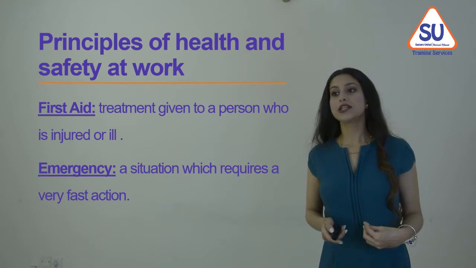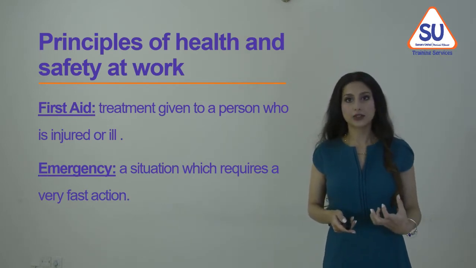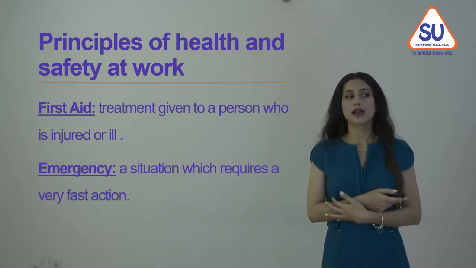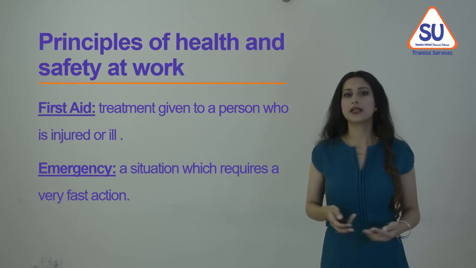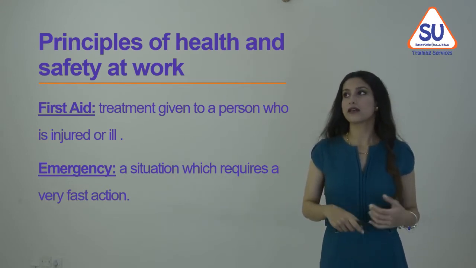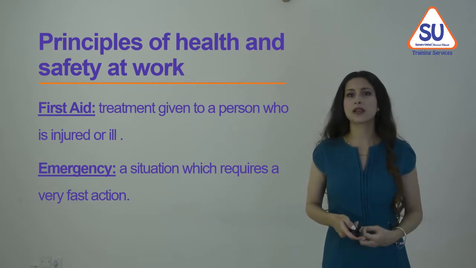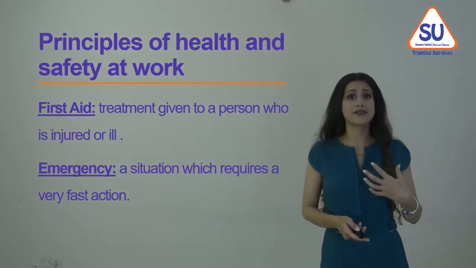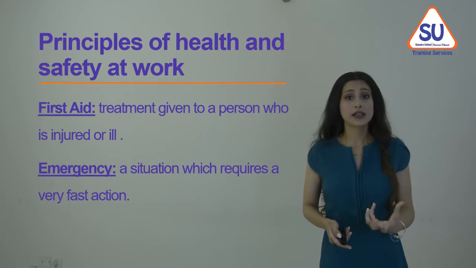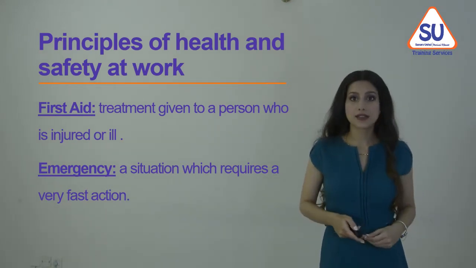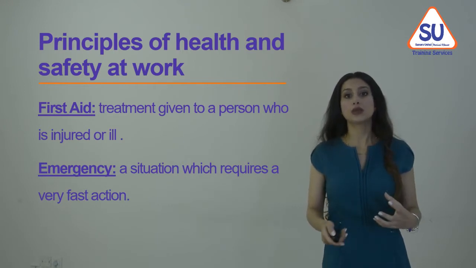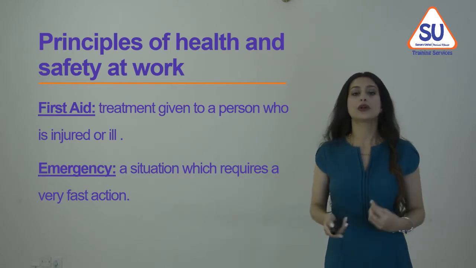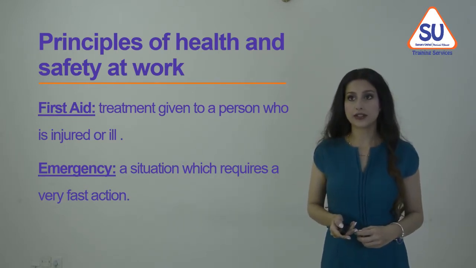An emergency is a situation which requires a very fast action due to the high level of consequences associated with it. So examples of emergencies are various. They could be natural disasters like floods, heavy winds, storms, earthquakes. It could be an act of violence like a terrorist attack, theft. It could be a fire, explosion, a release of a hazardous chemical, for example, all of which we need to include in our emergency plan, and we need to train our staff on how to handle it and how to act in such scenarios.